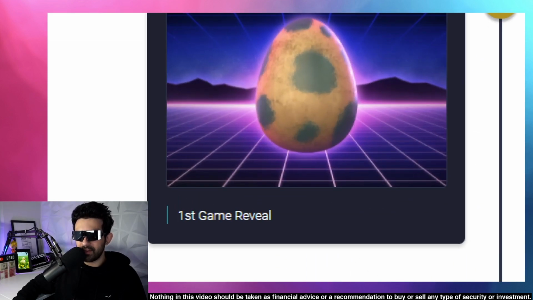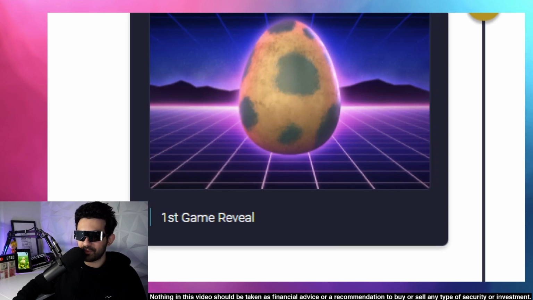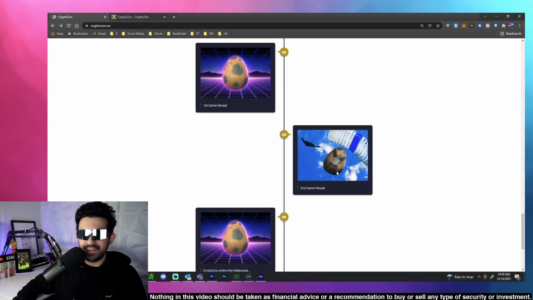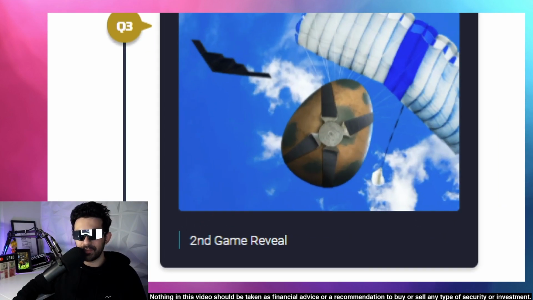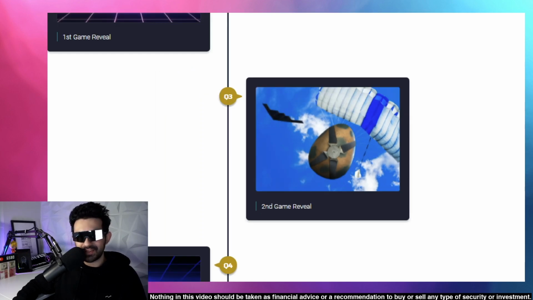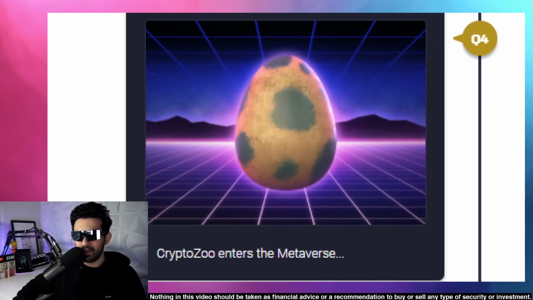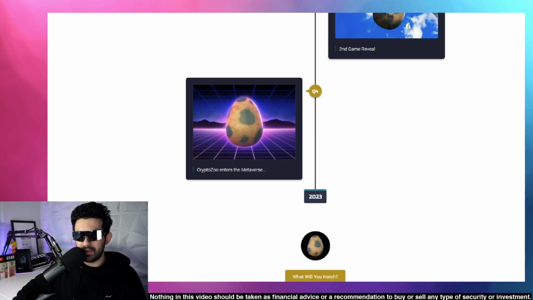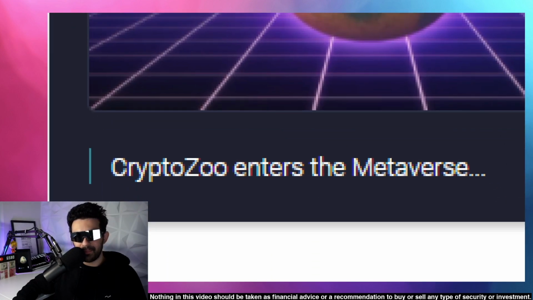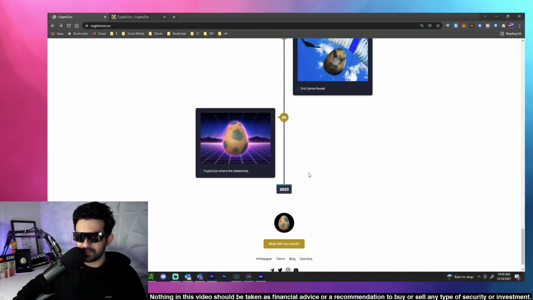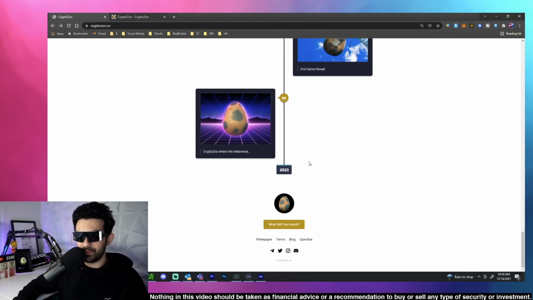Q2, so within the next 3 months after the first 3 months, first game reveal. All right. And then Q3, the next 3 months after the second 3 months, second game reveal. Then Q4, at the end of 2022, CryptoZoo enters the metaverse. Again, we're not entirely sure what that means. The metaverse is a term, not necessarily a place. Is it on Sandbox? Is it on Roblox? Is it on Facebook Meta? We don't know. Hopefully we learn a little bit more than that.